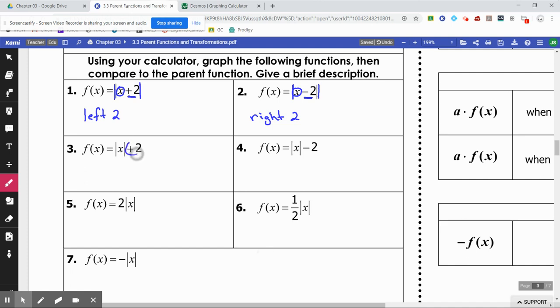Now here, this plus 2 is not inside of the function. Here's the function over here, the absolute value of x. This plus 2 is not inside with the x. And on number 4, it's the exact same thing. That minus 2 is not on the inside with the x. Let's see what happens when I apply the plus 2 and minus 2 outside of the function.